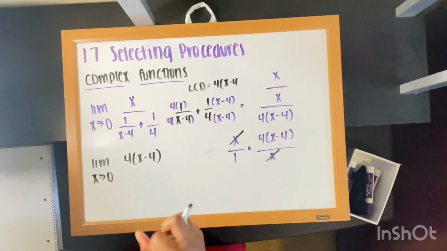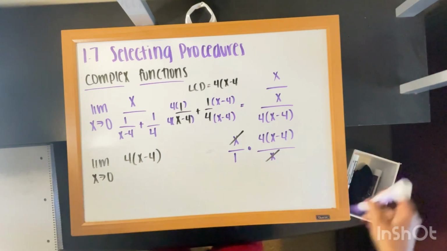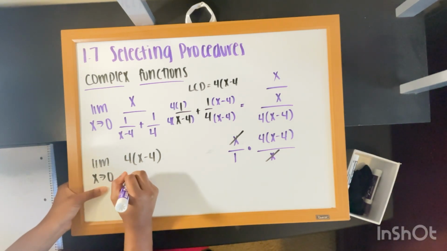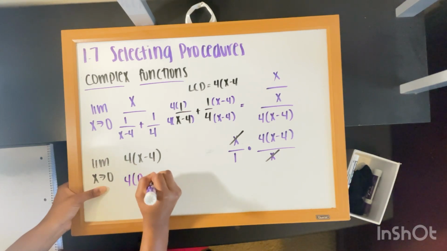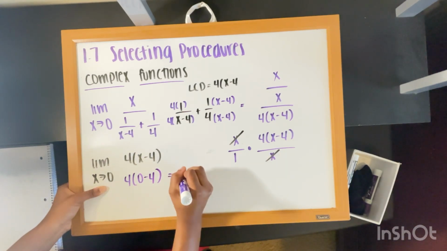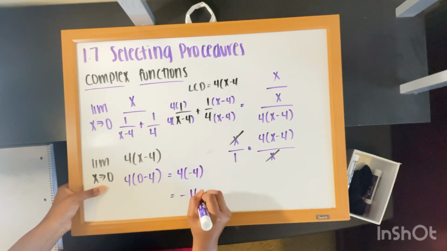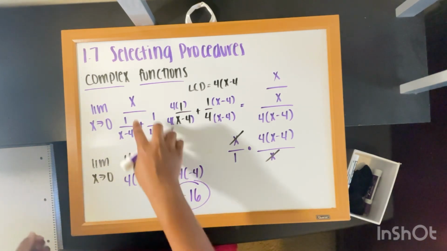And all we have to do now is direct substitution. So I plug in my 0 for x, and I get 4 times 0 minus 4, which gives me 4 times a negative 4, which ultimately gives me a negative 16. And that would be my answer to this limit.